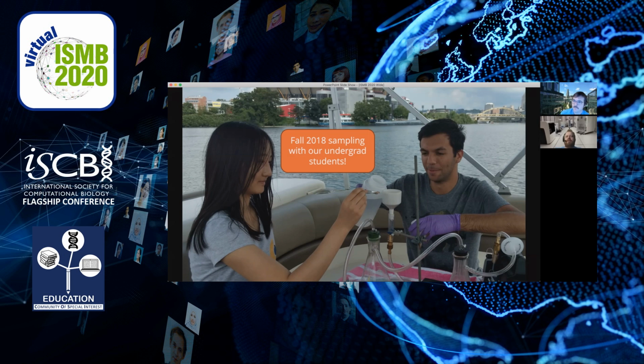So we started this research program by applying for a small grant, and we received that grant, and we used that grant to fund this research program across different programs. So we have an undergraduate program, and we actually incorporated this microbiome research into a fall 2018 class. This is a picture of a couple of our students out in the Ohio River taking water samples and then processing them.